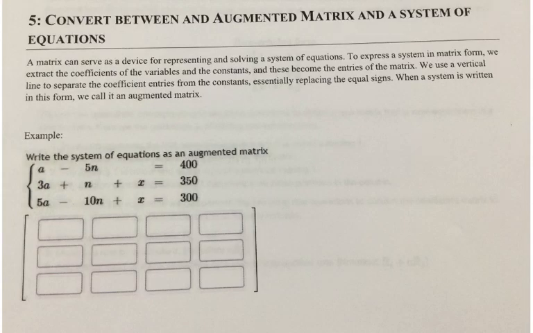Okay, so what we're going to be doing next is converting between augmented matrices and systems of equations. So a matrix can serve as a device for representing and solving a system of equations. To express a system in matrix form, we extract the coefficients of the variables and the constants, and these become the entries of the matrix. We use a vertical line to separate the coefficient entries from the constants, essentially replacing the equal signs. When a system is written in this form, we call it an augmented matrix.